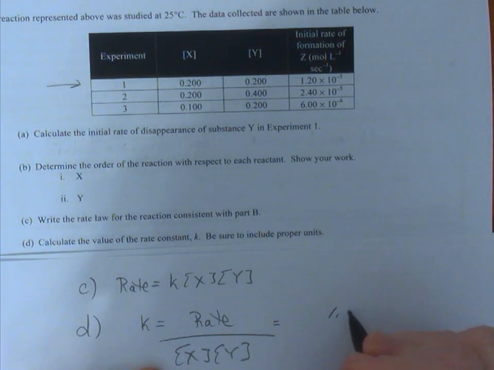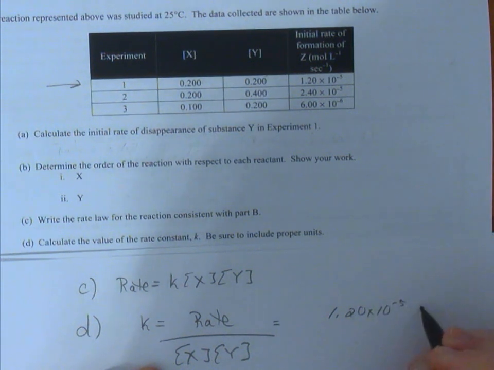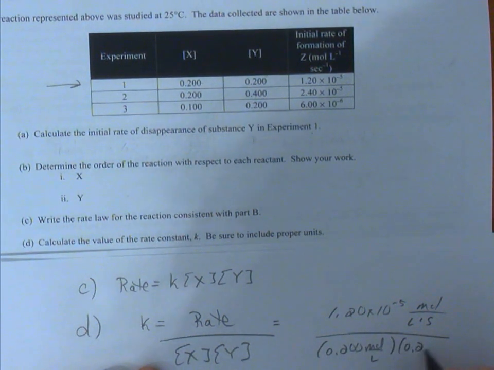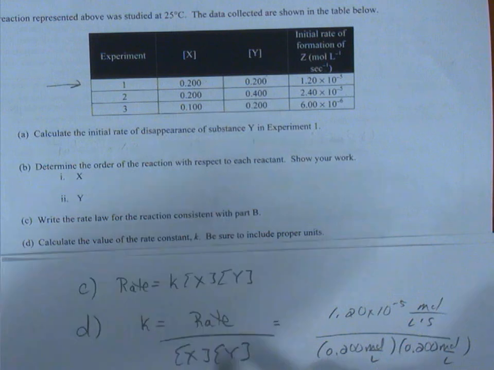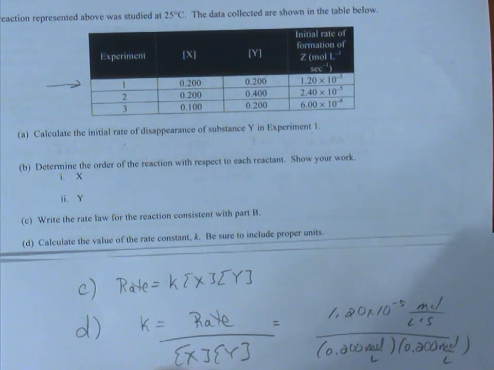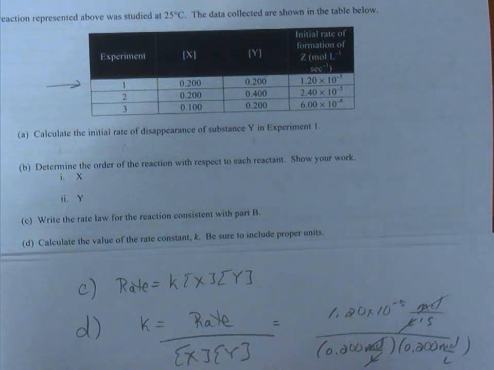So our rate there is 1.20 times 10 to the minus fifth mole per liter second over our 0.200 mole per liter, 0.200 mole per liter. Just be very careful that if these are second order or half order, that you're interpreting them correctly and you're not forgetting those powers. One of our moles and one of our liters cancels. Numerically, we will have 3.00, and our units will end up being times 10 to the minus fourth liter per mole second.